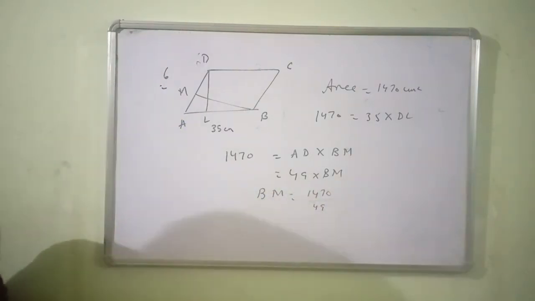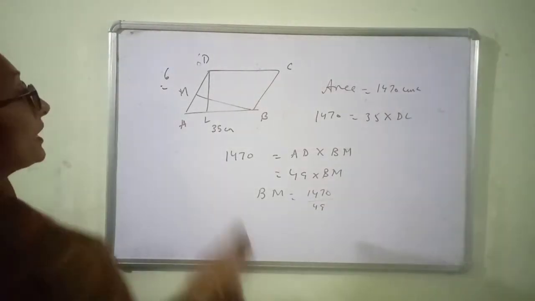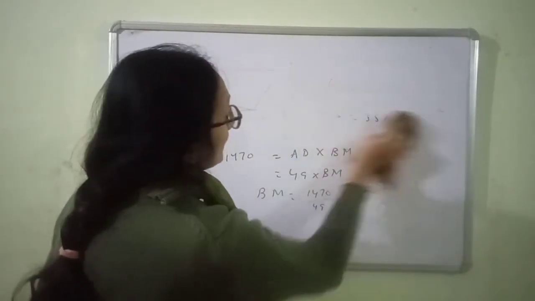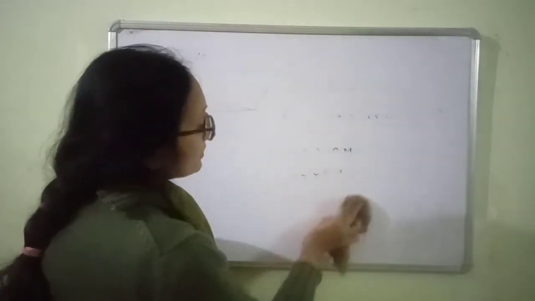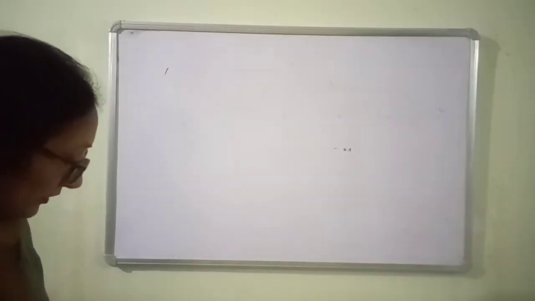So in these two questions, area is given and either base or height is given. You are able to find the other unit. In the next questions, which are related to triangles, either base or height is given. We have to find either one of them.